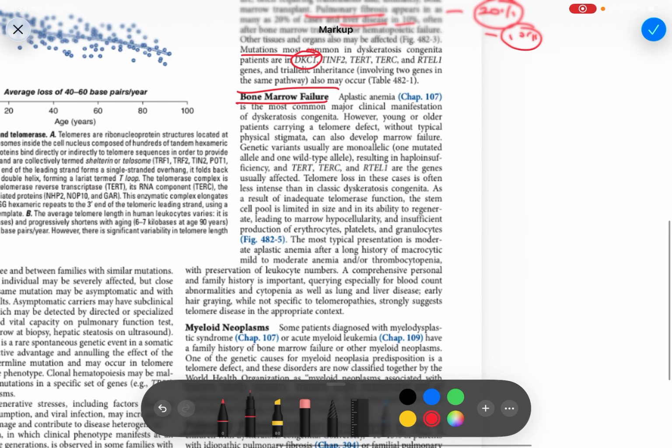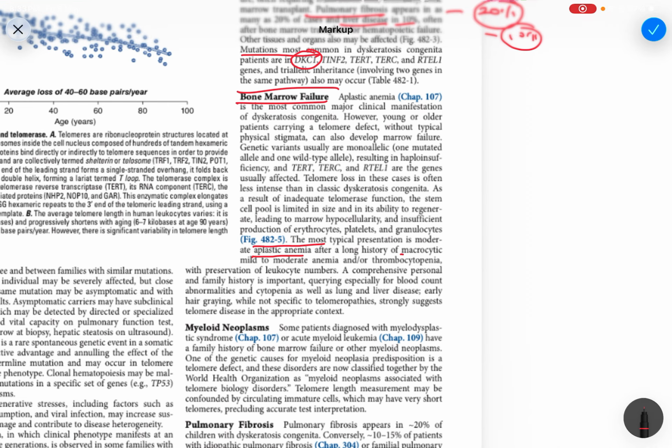Next is bone marrow failure, where you have to know only one thing. There is aplastic anemia. The patient will not develop aplastic anemia immediately. First he will develop macrocytic anemia, then thrombocytopenia. So what is not affected here is the leukocyte.